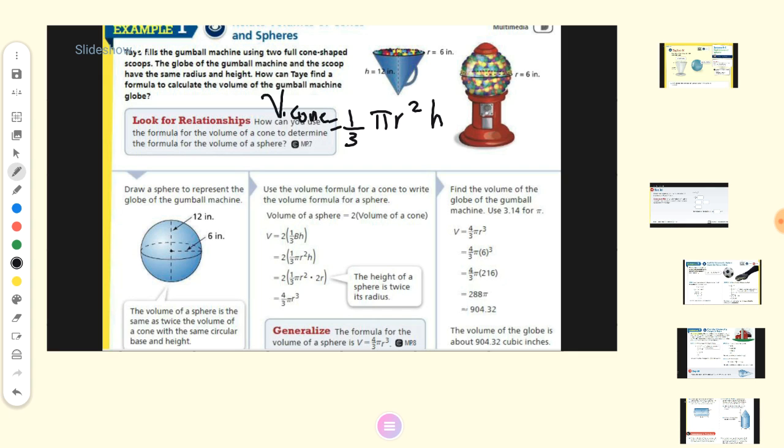And as I told you, the sphere is considered as two cones. So we will multiply it by 2 to get the volume of the sphere. After you multiply it by 2, you will find 4 over 3 pi r cubed. So in a simple way, you can say 4 over 3 pi r cubed. Let's solve one together.